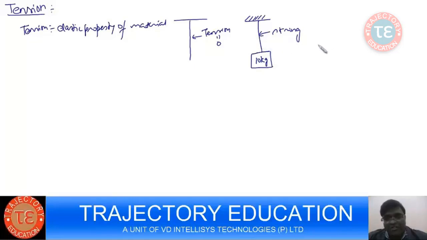This string consists of molecules. Inside the string you have the molecules, right? So it tries to stretch this string. When you have this 10 kg, you have 10 g force acting on the string. This 10 g force tries to stretch the matter, right? The moment you stretch the matter, you have a kind of inherent force getting generated which prevents this matter from falling apart. You have an inherent force which tries to oppose this force, which tries to prevent the matter of which the string consists from falling apart.